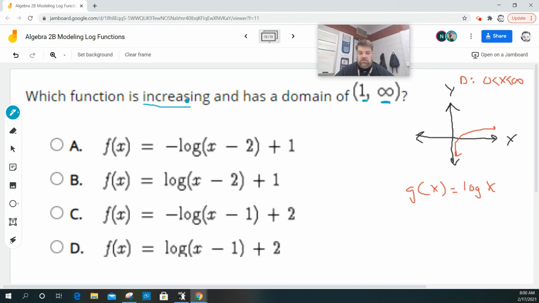But they want the domain of g of x to go from 1 to positive infinity, and it also has to increase. So increasing means that it has to be a positive log function. If I look at this function, log of x, g of x here, as I go from left to right, it's increasing. My y value is increasing, okay? So if I put a negative sign in the front of it, that's going to flip about the x-axis. So by placing a negative sign, it's going to look like this, and that's decreasing.